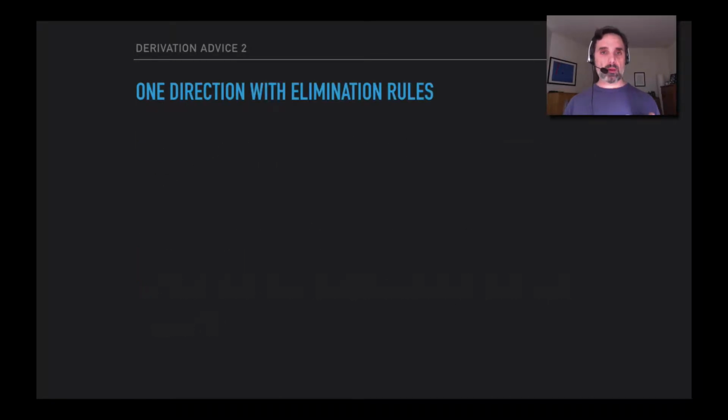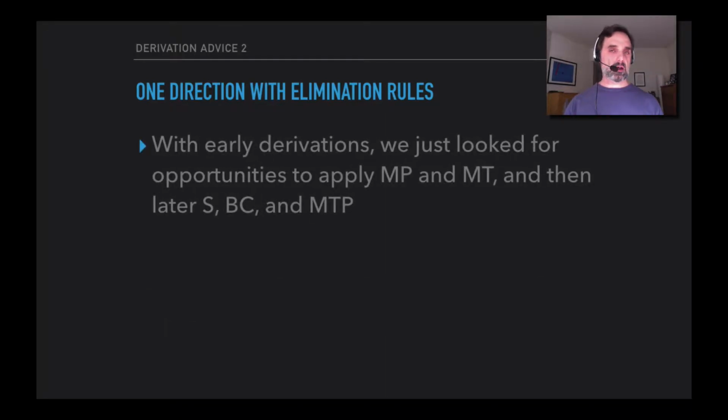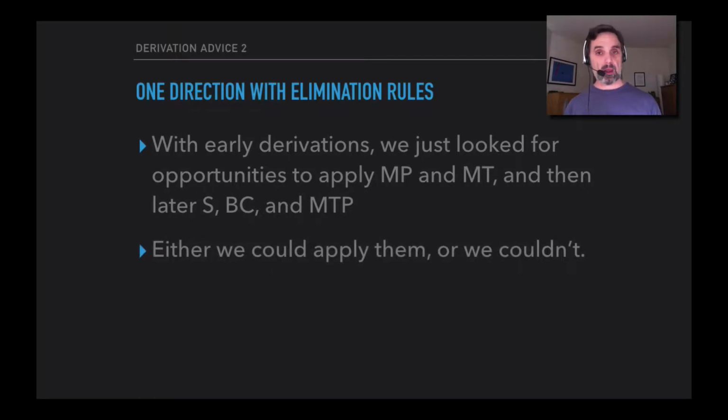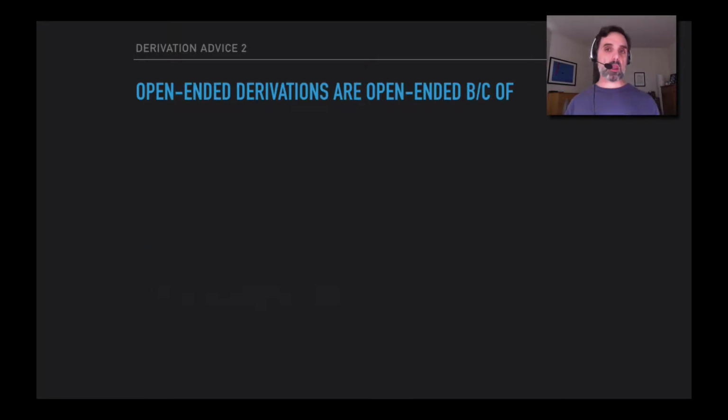Okay, so with elimination rules like MP and MT, and then later simplification, BC and MTP, their use is pretty straightforward. We just look and see, do we have what we need to apply the rule? If we do, we apply it. If we don't, then we don't. And that's kind of it with elimination rules. Of course, you can't complete derivations using just elimination rules that are already ready to go, so there's more to doing derivations than that. But with elimination rules, it's straightforward. You just have to know what they look like, be able to find them, and then apply them.